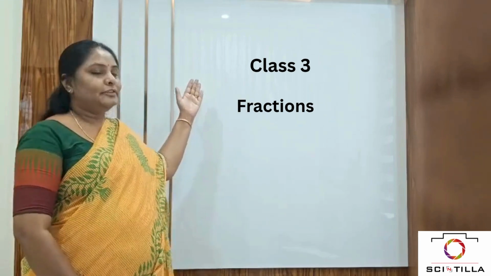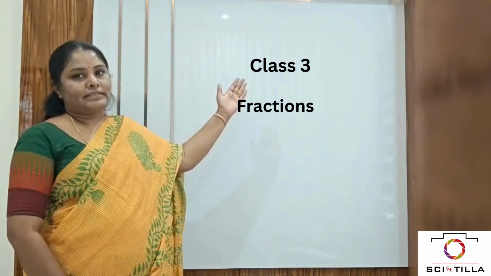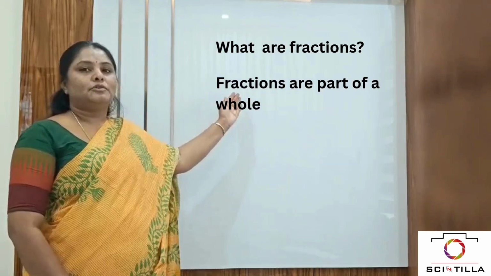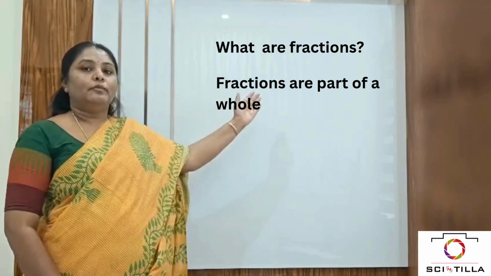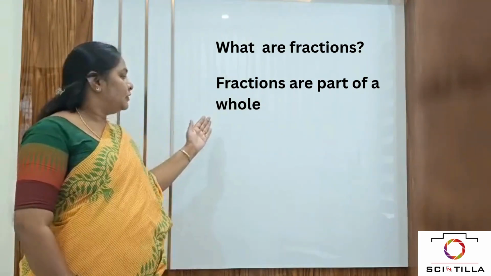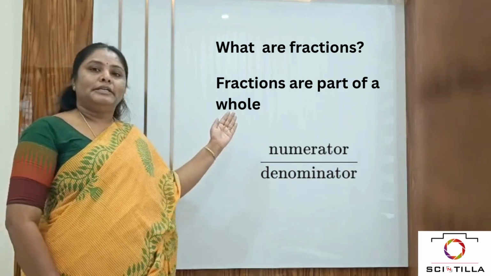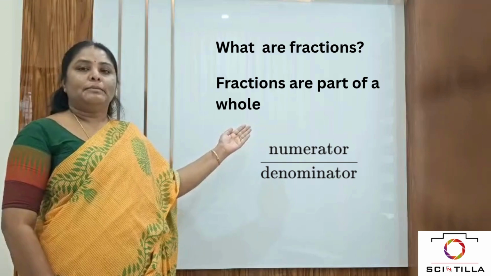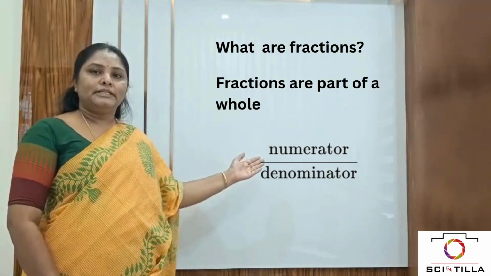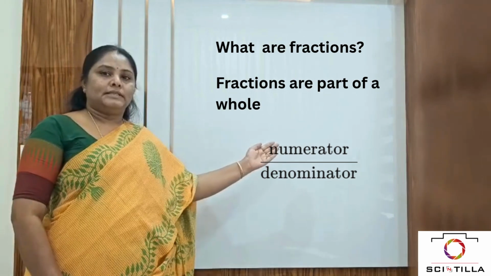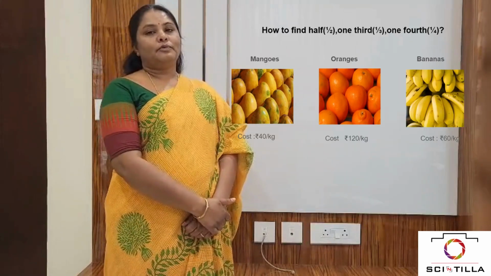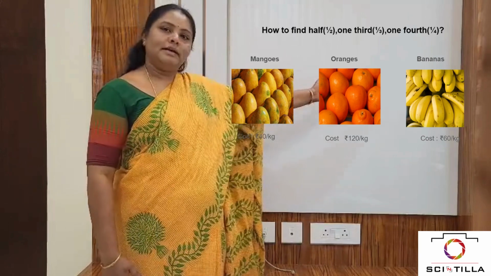Before getting into this chapter, we'll see what fractions are. Fractions are nothing but a part of a whole. Fractions are used to represent the small parts of one whole thing. How do we write a fraction? We write it as numerator upon denominator. The numerator says the number of parts you have. The denominator says the equal number of parts. This bar is called the fractional bar. Today's class, we are going to learn how to find 1/2, 1/3 and 1/4.